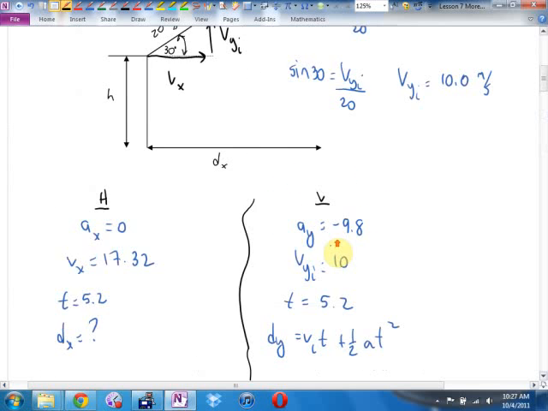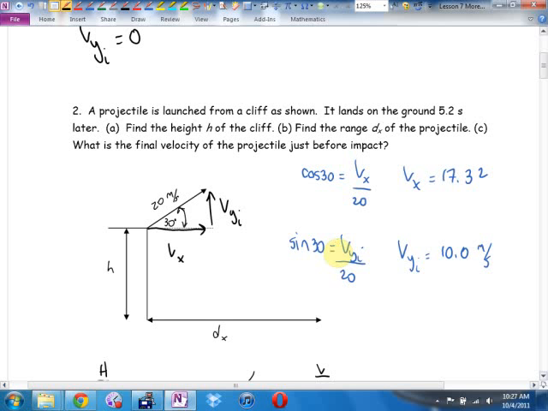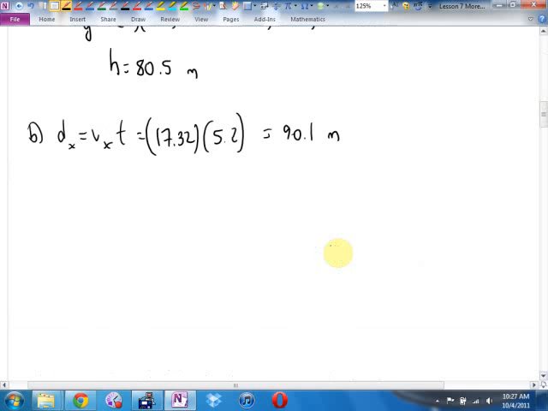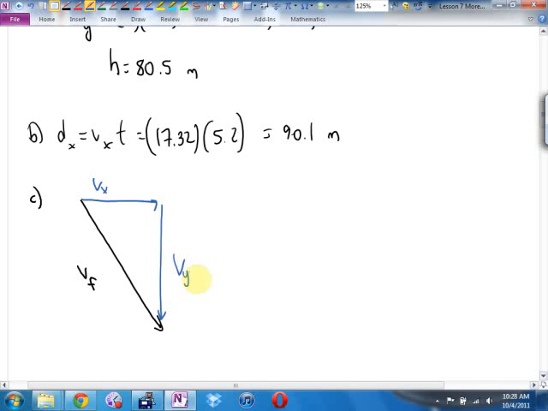What's part C asking me to find? V final, just before impact. What does V final look like? Well, if I'm imagining the projectile following this path here, I think V final looks something like that. And I'm going to argue that it's made up of the horizontal and the vertical. Is that okay, Connor?